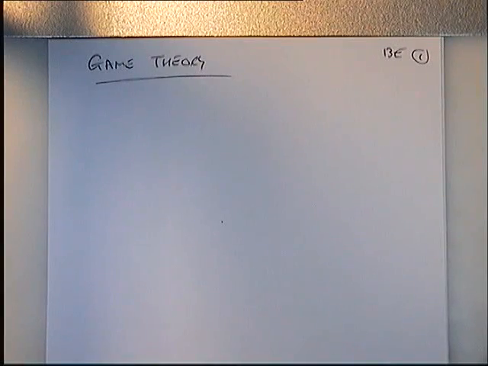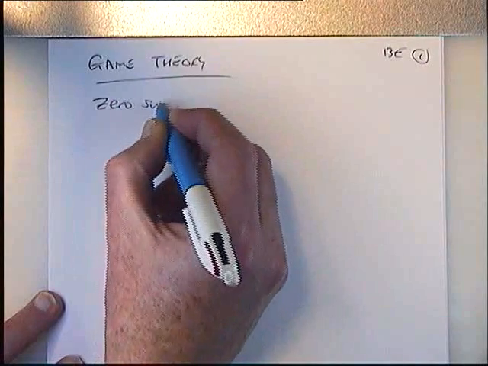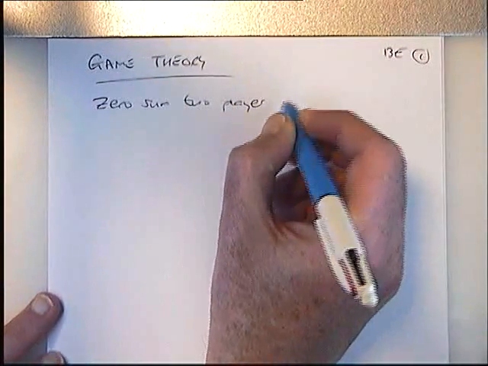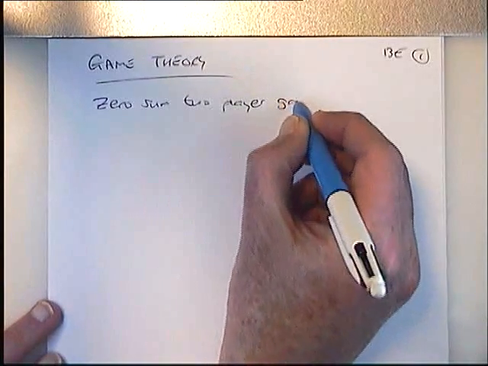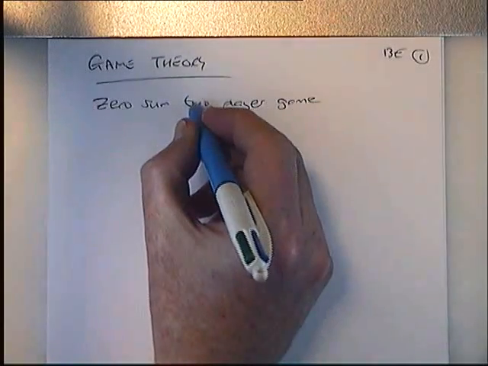Okay, game theory. First thing you've got to get a concept of is what a zero-sum two-player game is. A zero-sum game means no money, if we think in terms of money, comes from outside. Somebody's profit is somebody's loss. You're just shifting stuff around. You're not getting anything else in from outside.